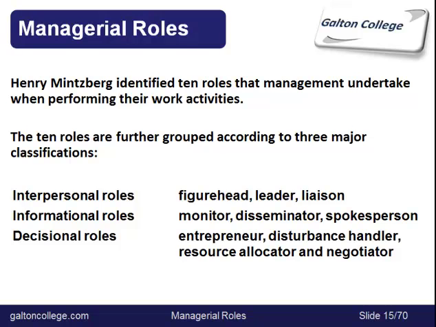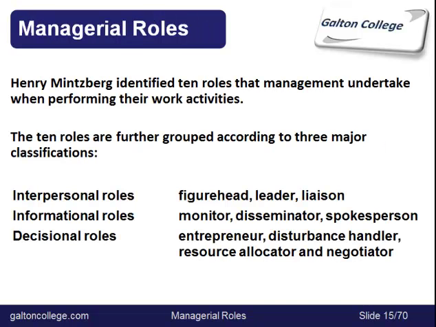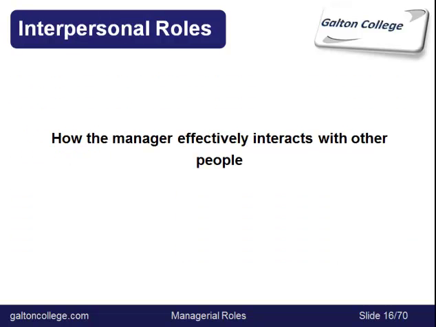Let's look at these in turn. How the manager effectively interacts with other people. This is the interpersonal role. So if we go back for a second, we see that we're dealing here with the interpersonal roles: figurehead, leader, and liaison. So it's the extent to which the manager interacts successfully with other people. The manager must deal with the employees within the section or within the department. The manager may also have to deal with other managers in other departments and other personnel in other departments. The manager may have to deal with senior management, but also with customers.